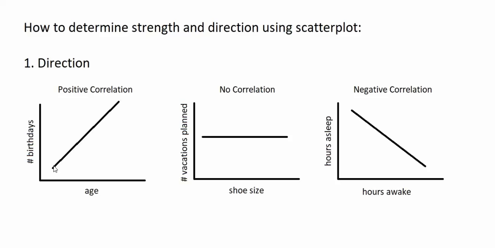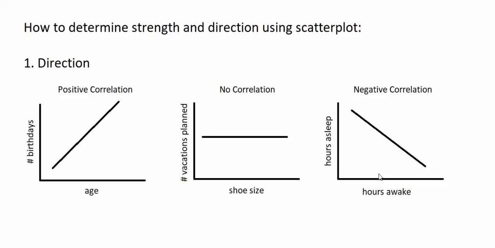Typically, as a person gets older, they're celebrating more and more birthdays. So as age goes up, number of birthdays goes up, and you get a rising slope.